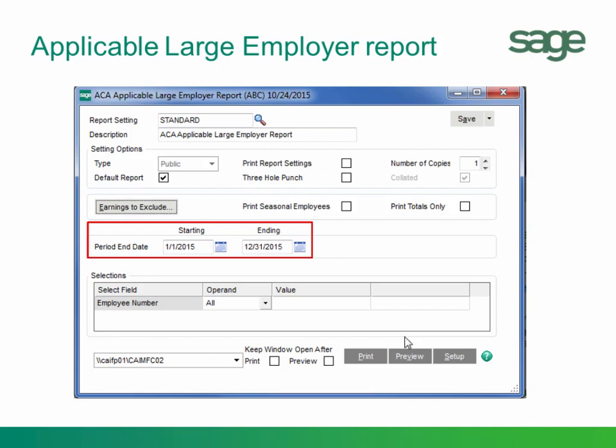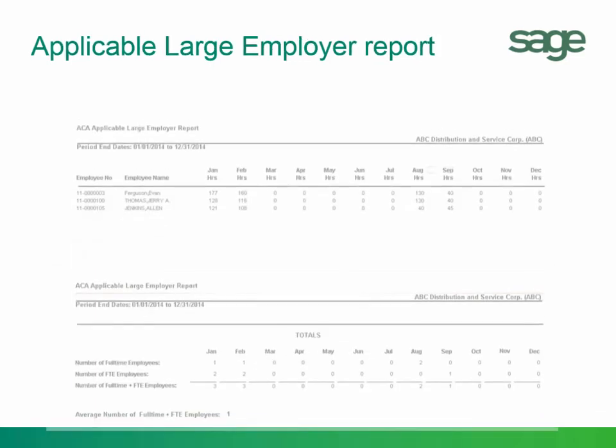in the report totals. To include information on seasonal employees in the report, select the Print Seasonal Employees checkbox. Seasonal employee information is printed in a separate section on the report, and the information is not included in the report totals. If you only want to print total figures, select the Print Totals Only checkbox.